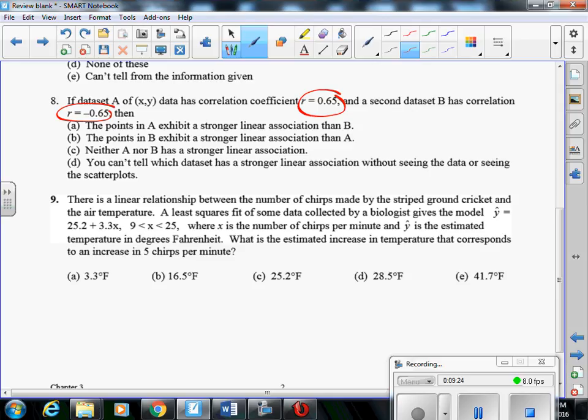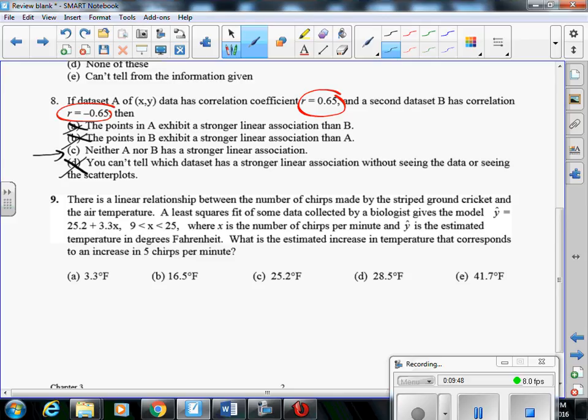So that means that A and B won't work, because they talk about which one has a stronger linear association. They're both the same. And then D says you can't tell which data set has a stronger linear association without seeing the data. Well, we can. We saw the R values. Since they're both the same, neither of them has a stronger linear relationship because they're identical.